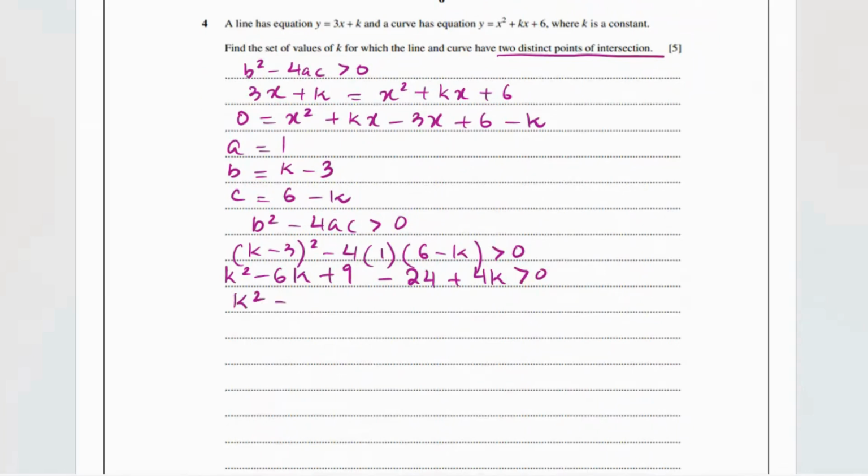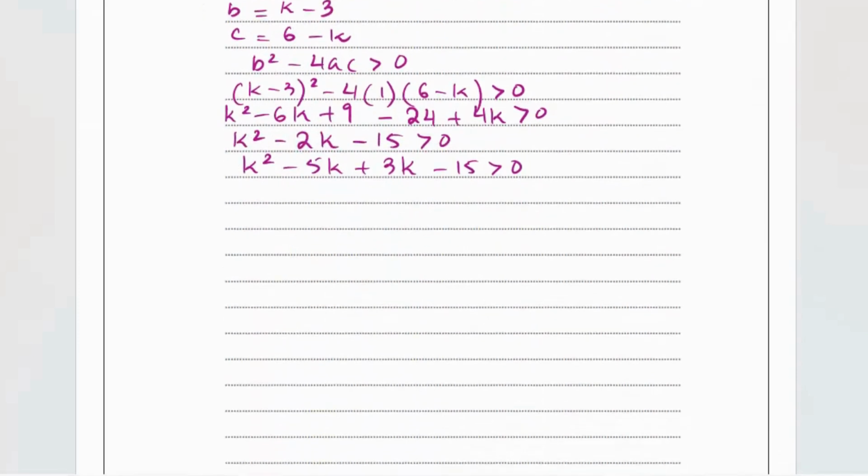K square minus 2k minus 15 is greater than 0. Factorize it. K square minus 5k plus 3k minus 15 is greater than 0. K bracket k minus 5 plus 3 bracket k minus 5 is greater than 0. So k minus 5 bracket k plus 3 is greater than 0.